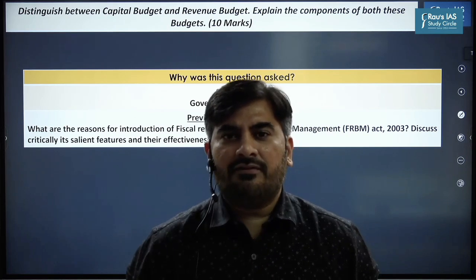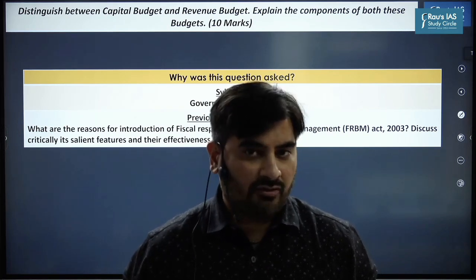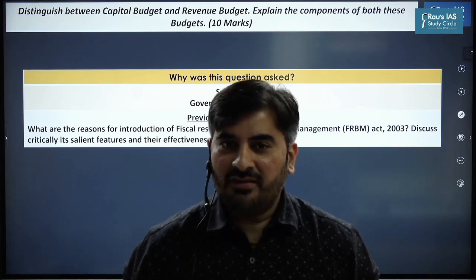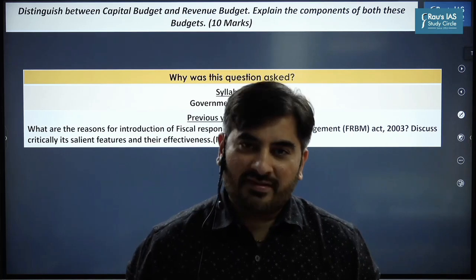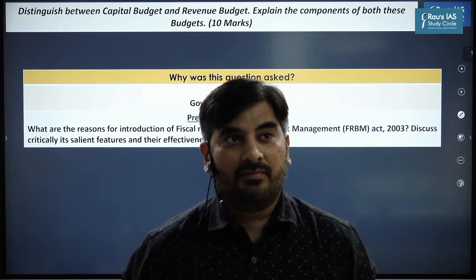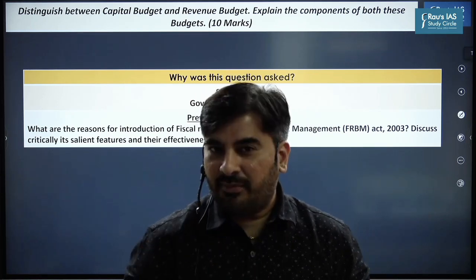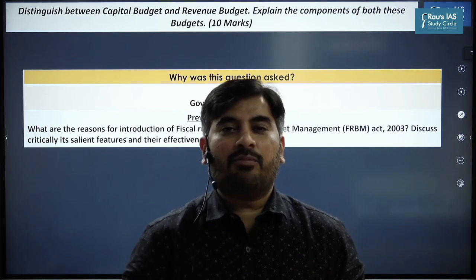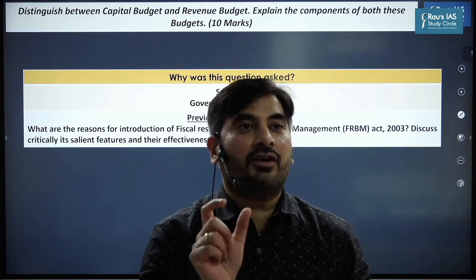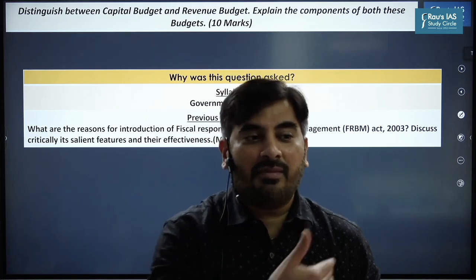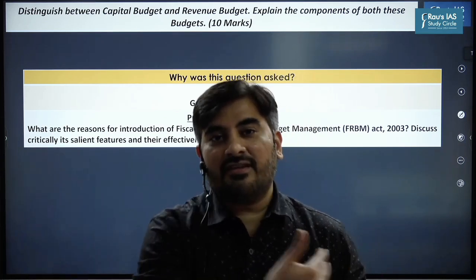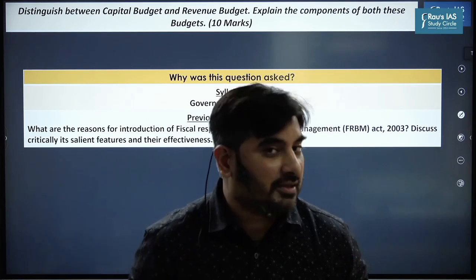I hope all of you must have studied about Article 112 of the Indian Constitution, right? Article 112 of the Indian Constitution requires the government to present an annual financial statement before the Parliament every financial year. What is the annual financial statement? Annual financial statement provides the estimates of receipts and expenditure of the government. That is how much money the government is going to receive and how much money the government is going to spend. So it gives us estimates of receipts and expenditure.